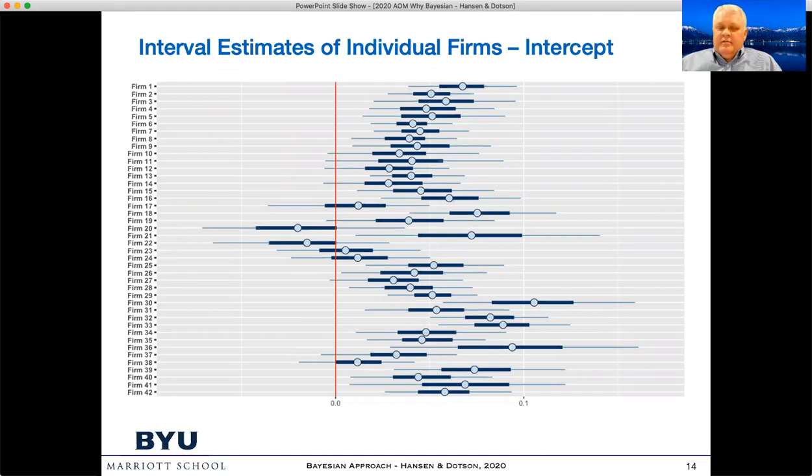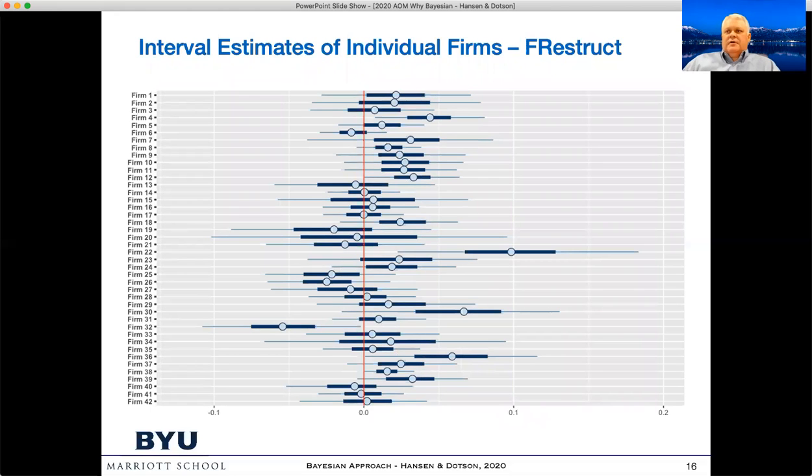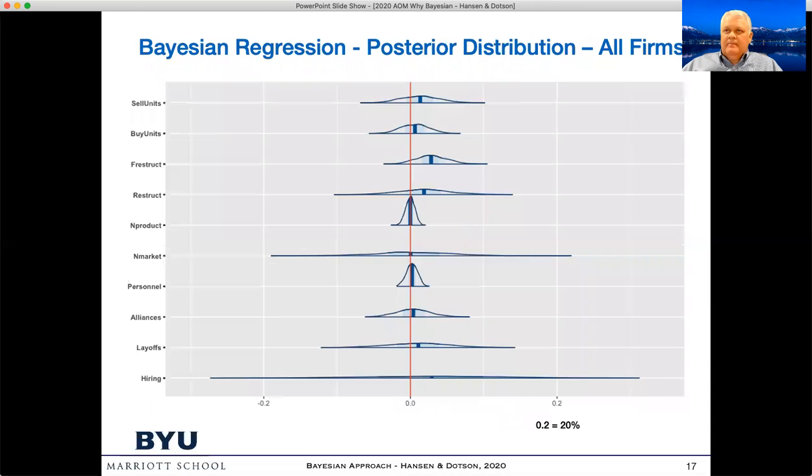Now, here we see a graphic of the interval estimates of the individual firms. This is simply the intercepts. And then here you see the similar output for selling units and for financial restructuring. You could look through that and see that some firms seem to do very well by financial restructuring while other firms don't, which is exactly what you would expect, especially looking through a resource-based view lens.